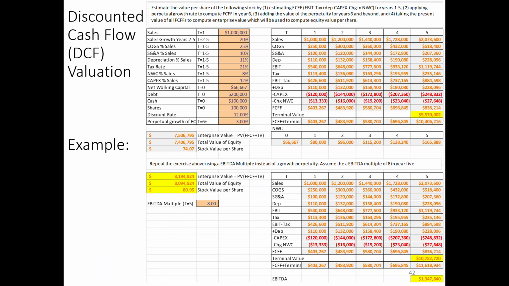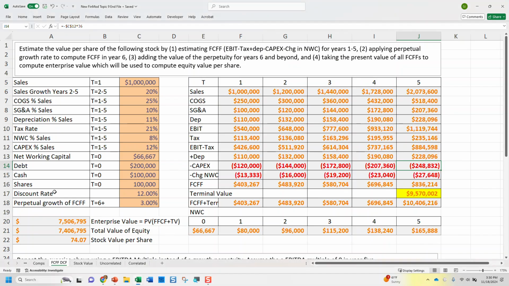So here is a model. We'll just go to the spreadsheet and I'll show you a completed model, the FCFF DCF model. We're going to estimate the value per share of the following stock. That stock has estimated sales next year of $1 million. When you see T equals 1, that means 1 year from today. So at the end of the current year, you expect $1 million in sales, and then it's going to grow from years 2 to 5 at 20% per year.